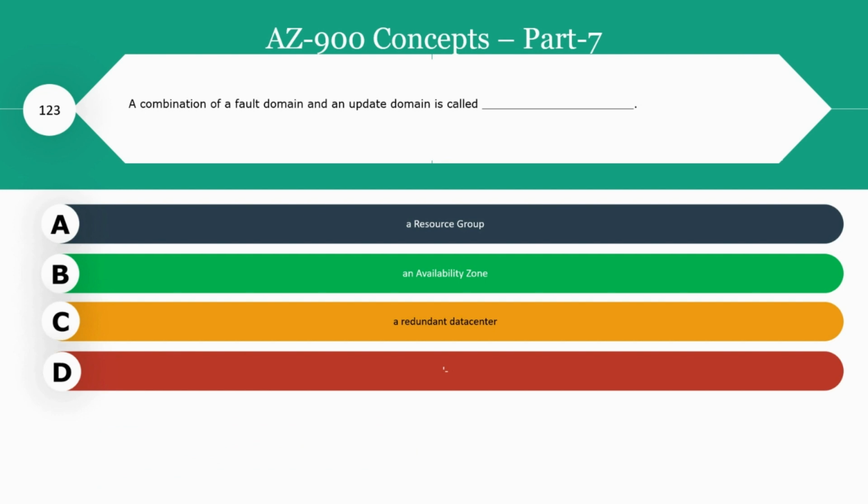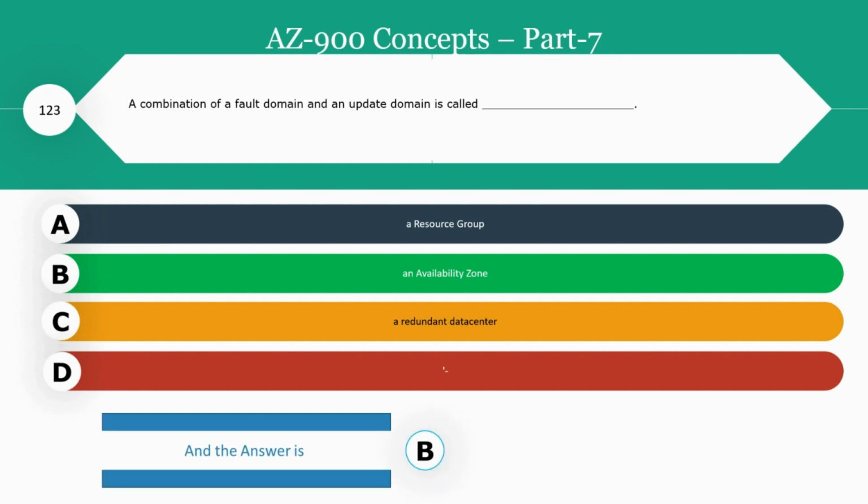Next question: A combination of fault domain and an update domain is called A resource group, B an availability zone, C a redundant data center. The right answer for this question is option B, because multiple data centers form an availability zone. If one center fails, the other one will take care of the normal operation inside the availability zone, which is a fault domain, and the update or live domain will reside inside the availability zone as two different data centers. And so the right answer for this question is option B.